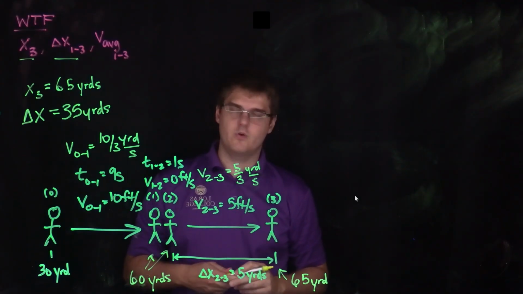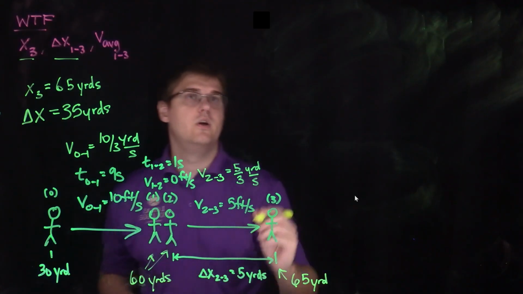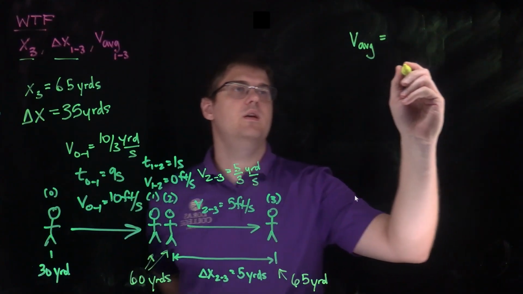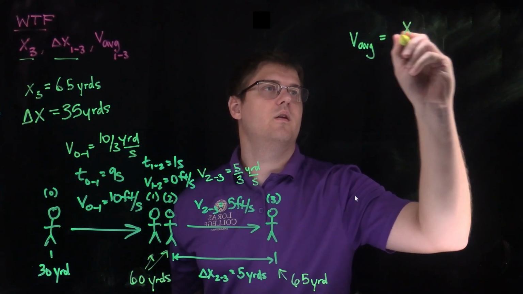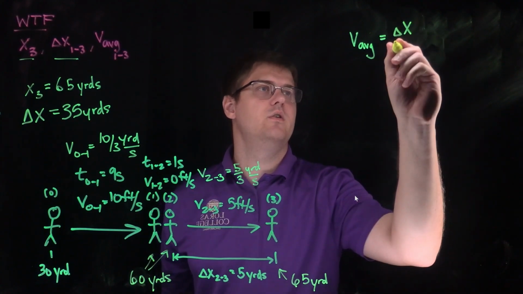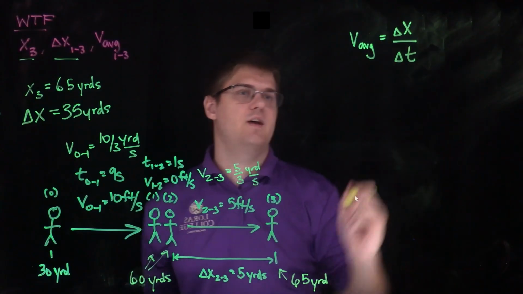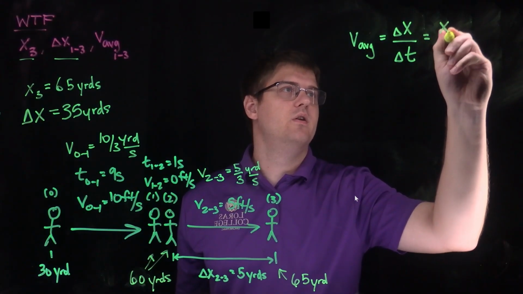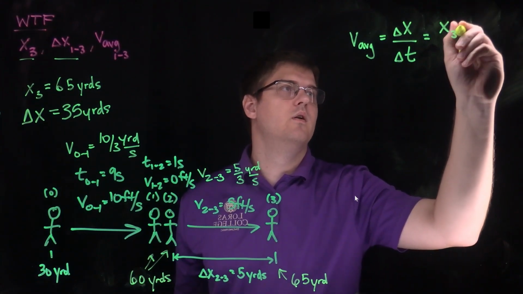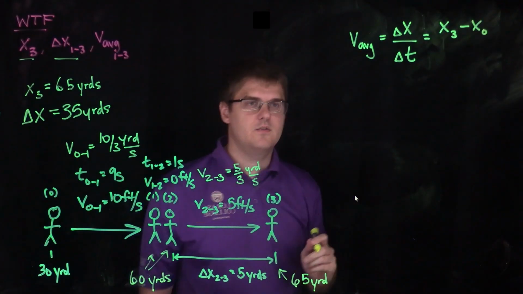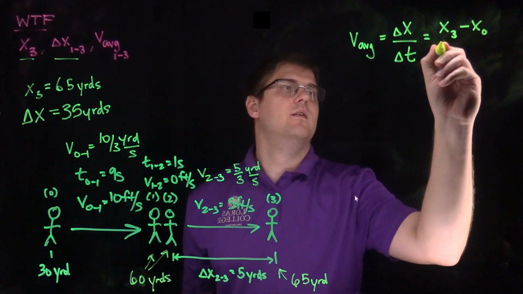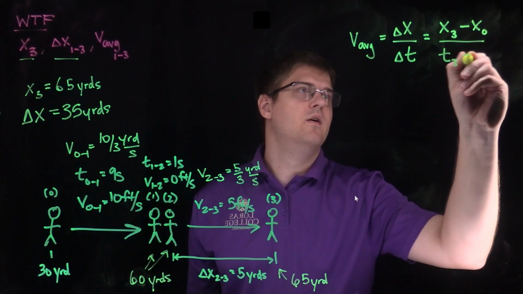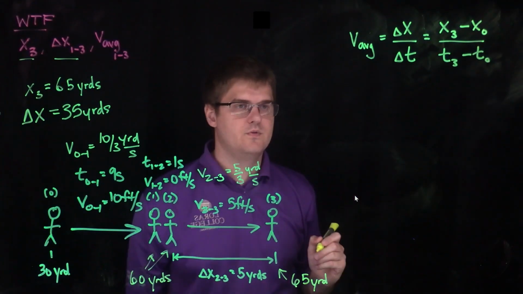Velocity average. Okay. Velocity average, we know, is going to be equal to my total change in position divided by my total change in time, which means I have my position at time 3 minus my position at time 0. That is my total change in position divided by my total change in time. So that is my time at time 3 minus my time at time 0.